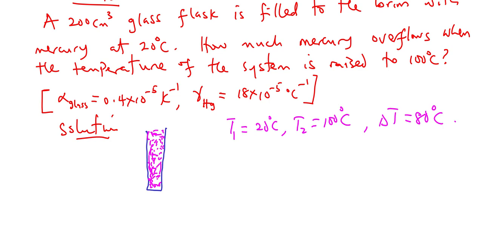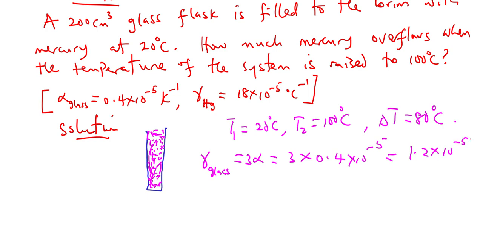But you have to consider the coefficient of volume expansion of the two. Now, if we take the glass to be an isotropic material, then the coefficient of volume expansion of the glass will be 3 times that of the linear expansion. So that will be 3 multiplied by 0.4 times 10 raised to power minus 5, and that will be 1.2 times 10 raised to power minus 5 per degree Celsius or per Kelvin.